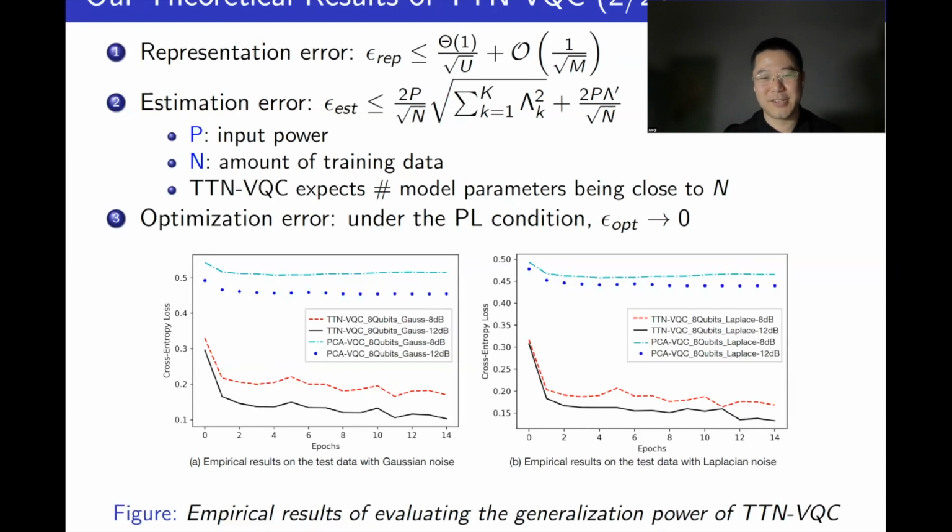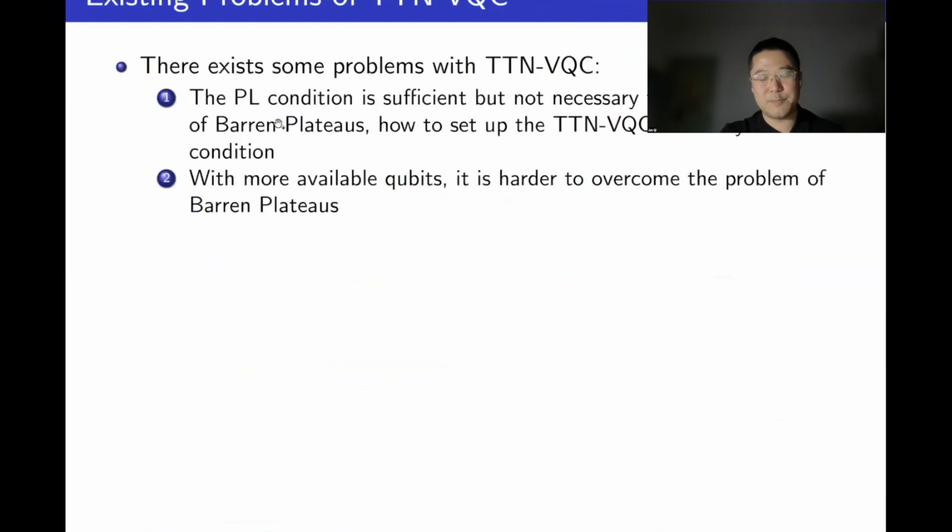You can't find a path to come up the mountain. So this is why the result still stays at a high level. It doesn't reduce to a small test loss. But the problem is that the PL condition is sufficient and not necessary to avoid the problem. So how to set up our proposed TTN frequency model to satisfy the PL condition is still under investigation.